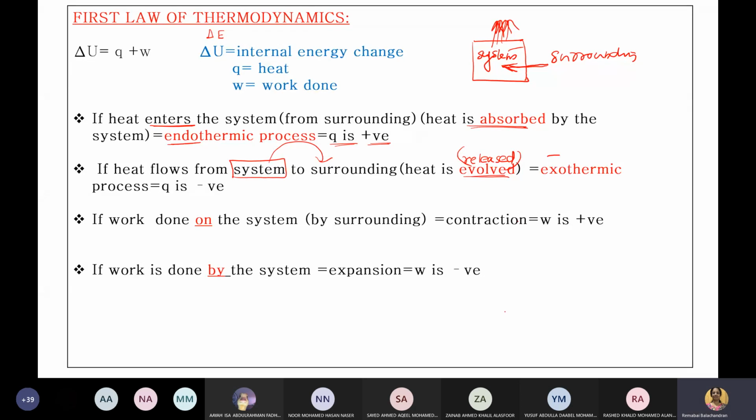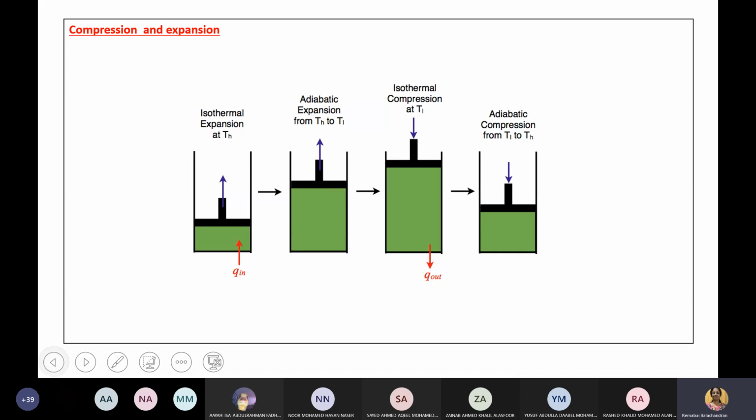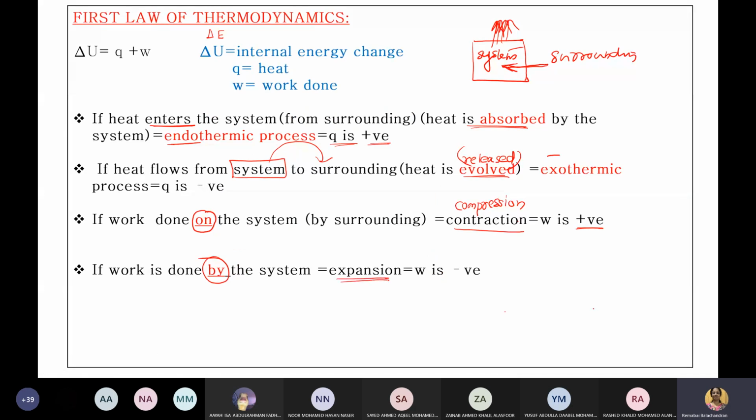Next is work done on the system and work done by the system. See, work is done on the system by the surrounding, otherwise called contraction or compression. I'll tell you the meaning of this. So W is positive. Now, if work is done by the system on the surrounding, that work is called expansion work. I'll tell you the meaning of this expansion.